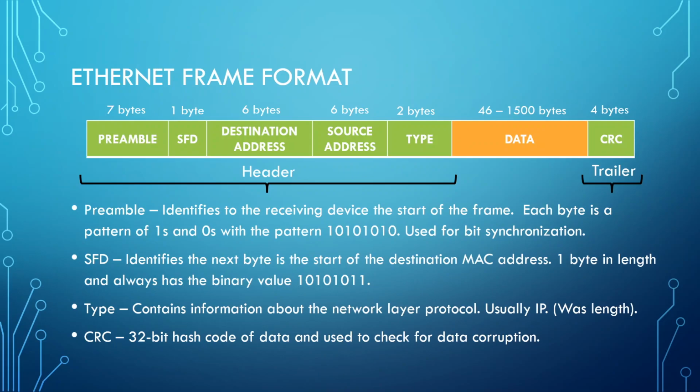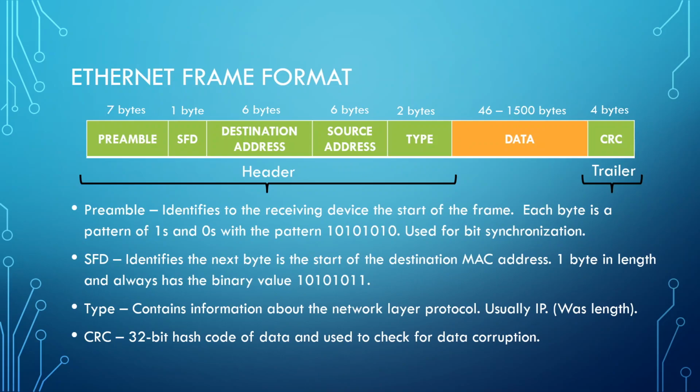The type field identifies what is behind this Ethernet frame. You have to remember that as we're encapsulating data, we're adding a transport header to it, then we're putting an IP header in front of it, and then we're putting an Ethernet header and trailer in front of that. So the type field just identifies what the network layer protocol is behind this Ethernet header and Ethernet trailer, behind this Ethernet frame, and usually this is going to be IP.